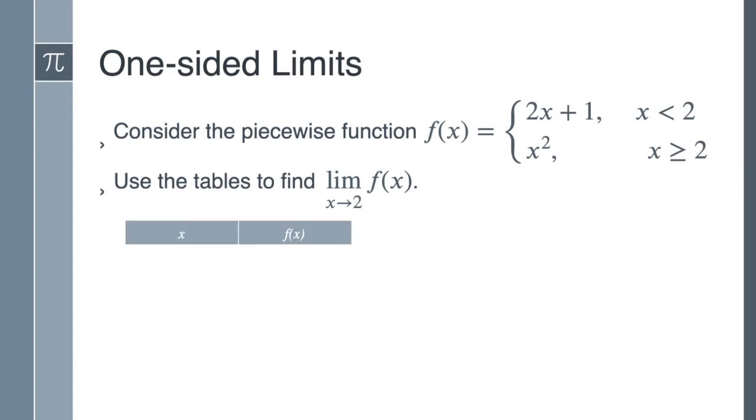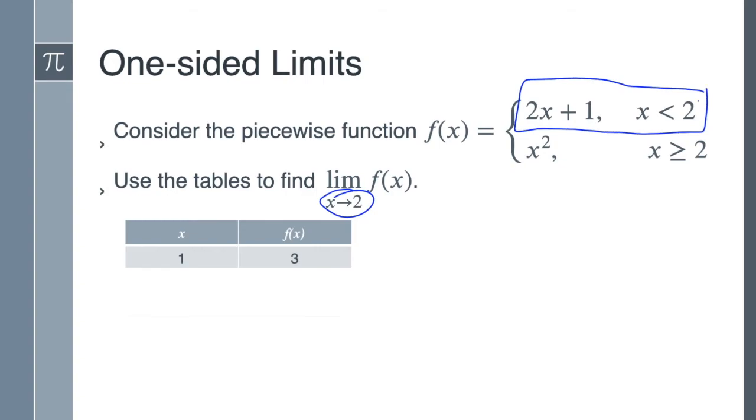So let's start from the left. We'll start with 1 since we want to get closer and closer to 2. Since 1 is clearly less than 2, we substitute it in this function here. Substituting 1, we have 2 times 1 is 2, 2 plus 1 is 3. Indeed, that's correct. Then we get closer and closer to the value 2, and then 1.5 becomes 4. 1.5 times 2 is 3, plus 1, 4.